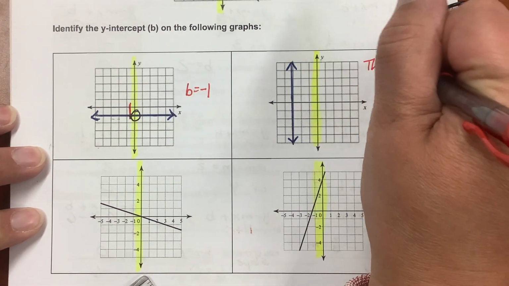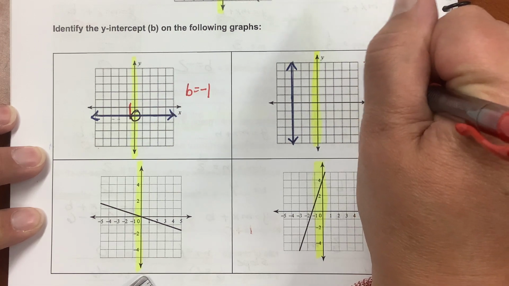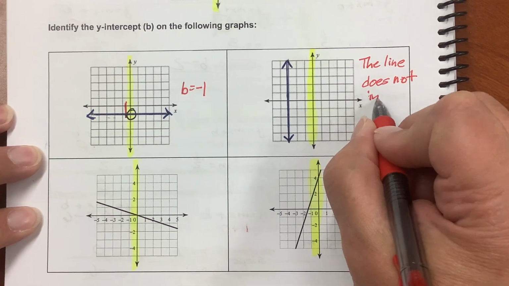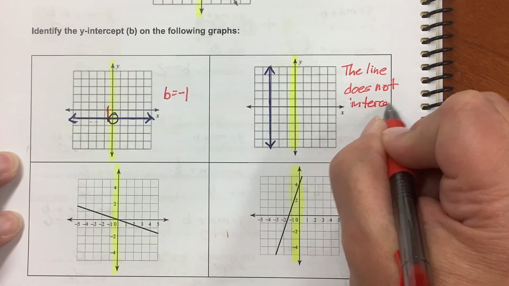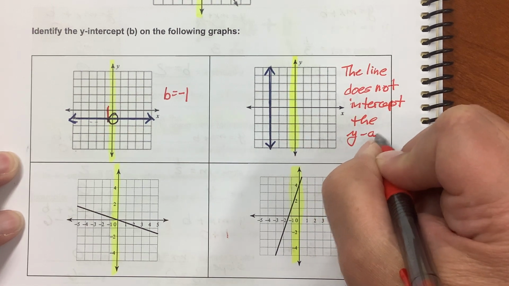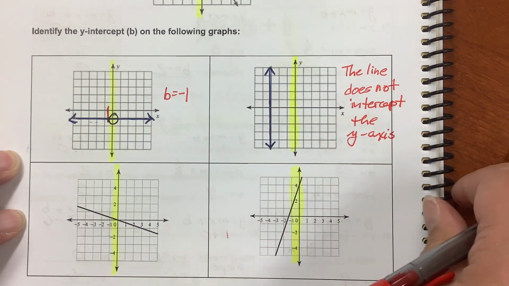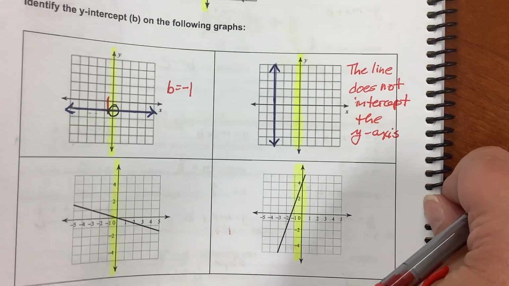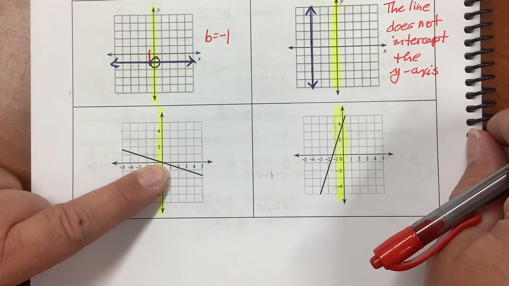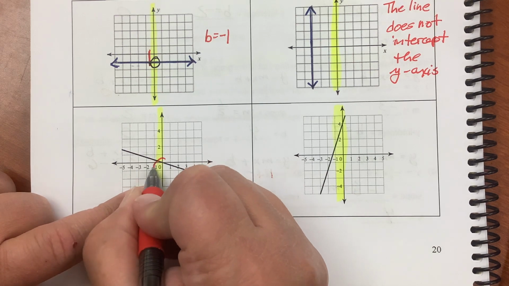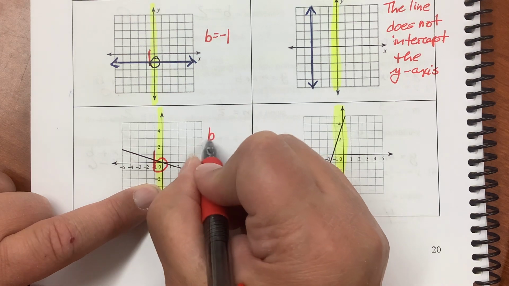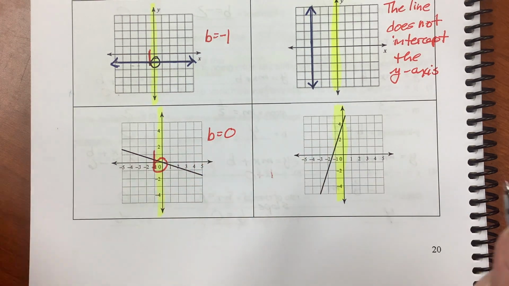The line does not intercept the y-axis. It's not 0, it's non-existent, but it's not 0 because 0 is a point where they intercept. Right here, that's the 0. That's B equals 0 because it intercepts there at point 0.